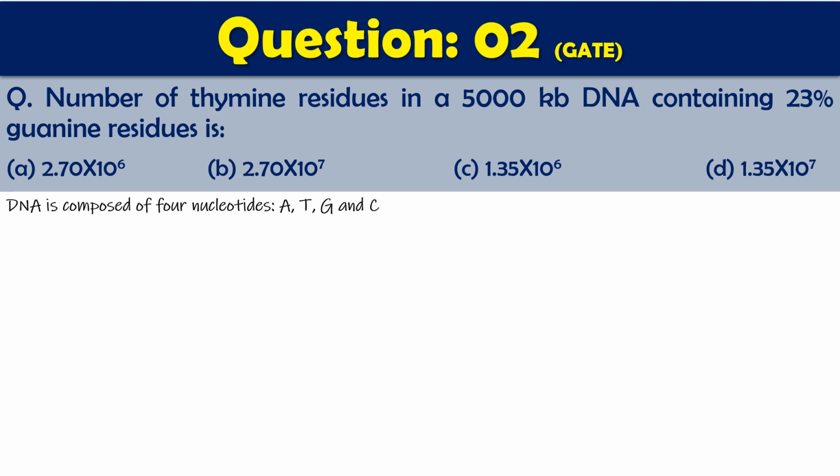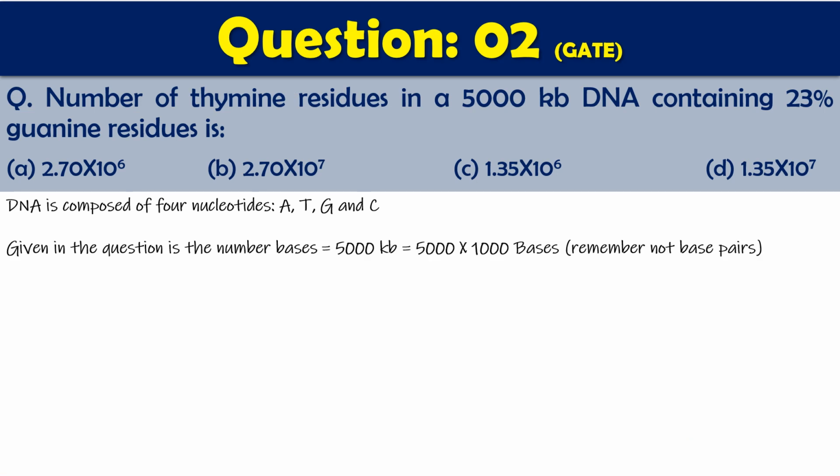We know that DNA is composed of four different types of nitrogenous bases: adenine, thymine, cytosine, and guanine. In the question, it is already given that the DNA is 5000 kb. kb means kilo base, and kilo base means 1000 bases. So 5000 kb means 5000 multiplied by 1000 bases. It is not base pair, it is kilo base, only base, not pair. That is the most important thing, you should remember it. So total bases is 5000 × 1000, equal to 5 × 10^6 bases.